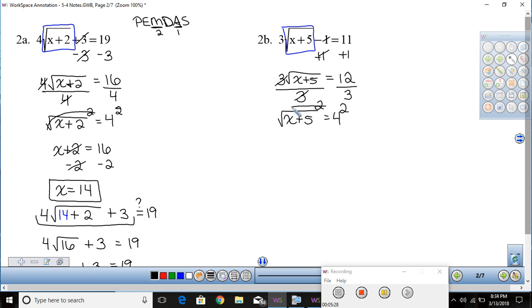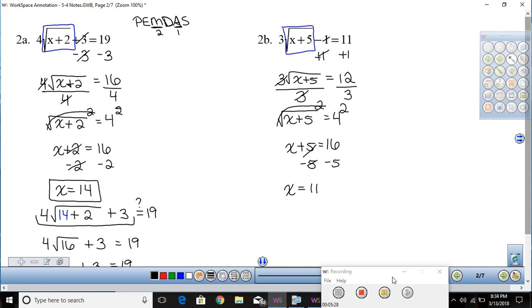The square and square root cancel, and I have x plus 5 equals 4 squared, which is 16. Then I'm going to subtract the 5. So I have x is equal to 11.